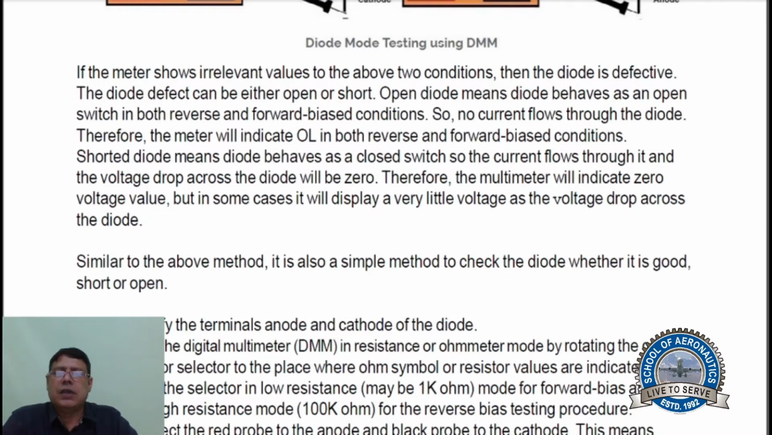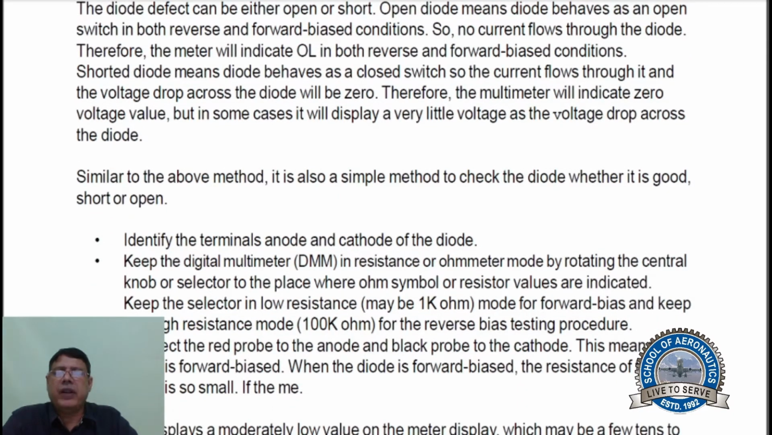Similar to the above method, this is also a simple method to check whether a diode is good, or shorted or open. Identify the terminals, anode and cathode, of the diode. Keep the digital multimeter in resistance ohmmeter mode by rotating the central knob or selector to the place where the ohmmeter or resistance values are indicated. Keep the selector in a low resistance mode, maybe 1 k ohm, for forward bias, and keep it in a high resistance mode, 100 k ohm, for the reverse bias testing procedure.